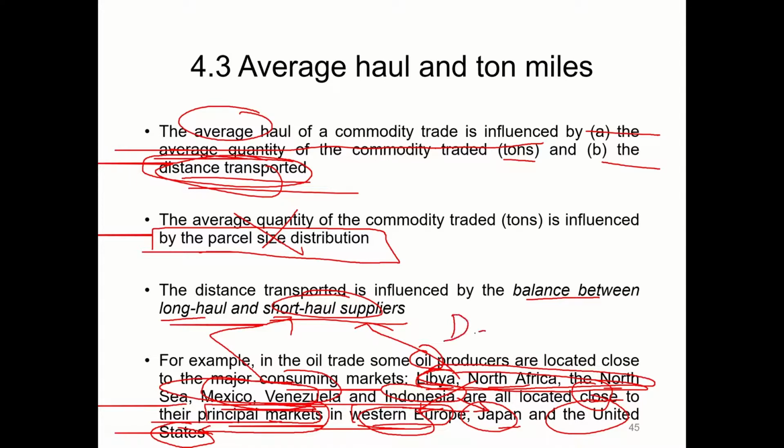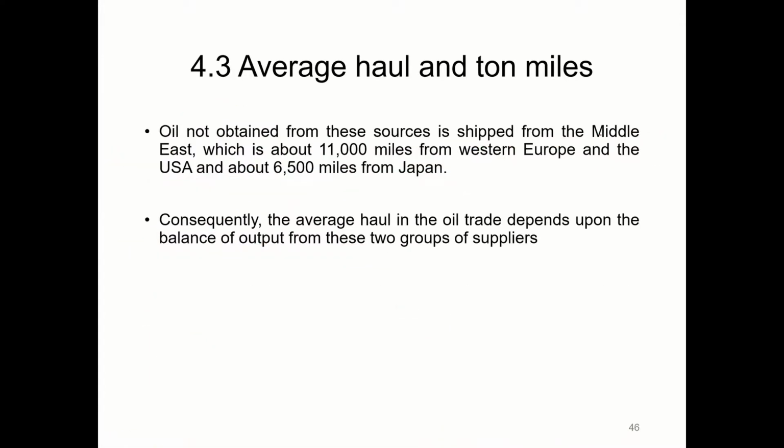So what happens if these principal countries use only short haul suppliers? Then the demand for shipping services for oil will decrease. If they don't use short haul suppliers, then they have to use long haul suppliers. We can consider the Middle East as the long haul supplier. If the Middle East is to supply oil to Western Europe, US, and Japan, then the average haul will increase by a lot, and therefore the demand for shipping services for oil will also increase.